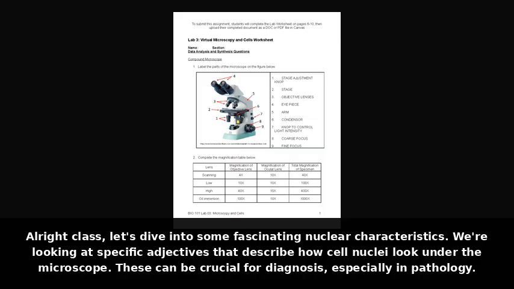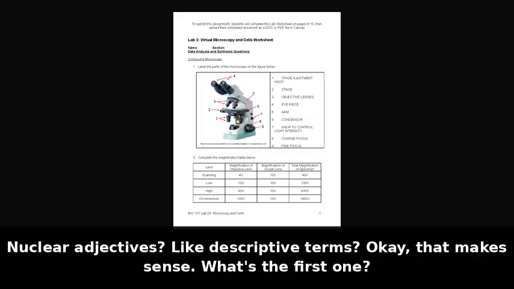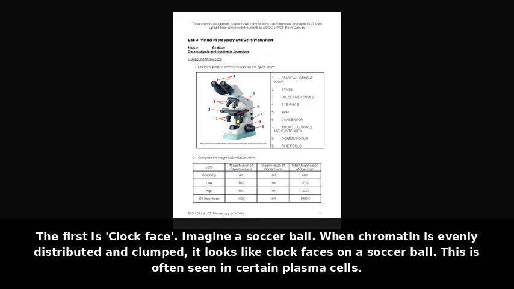Nuclear adjectives, like descriptive terms. Okay, that makes sense. What's the first one? The first is clock face. Imagine a soccer ball when chromatin is evenly distributed and clumped. It looks like clock faces on a soccer ball. This is often seen in certain plasma cells.